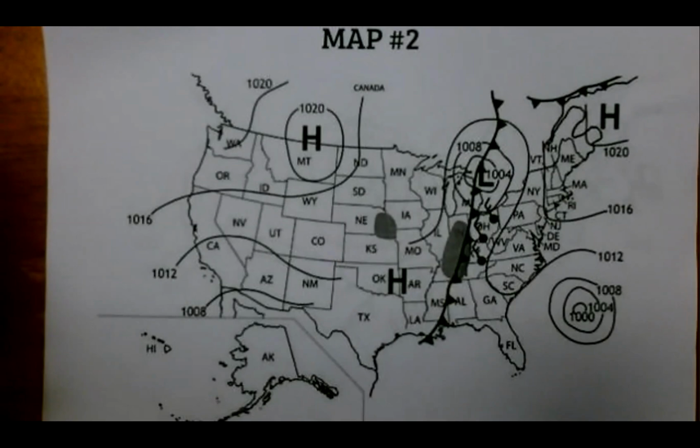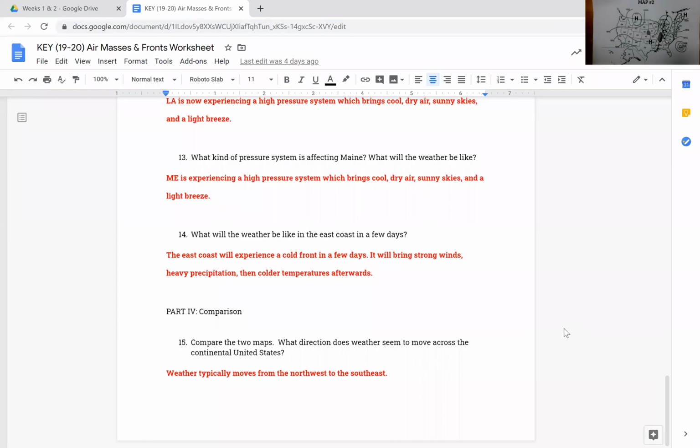And then, like we said, for our last one, it asks what direction does the weather move in across the US? And we said weather typically moves from the northwest to the southeast.